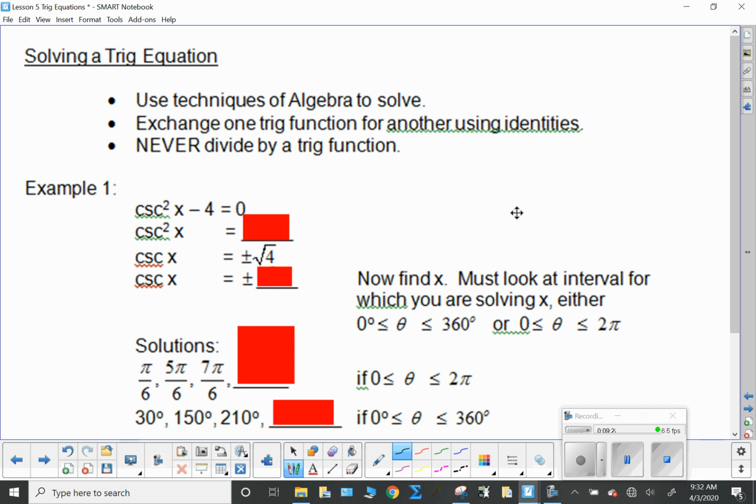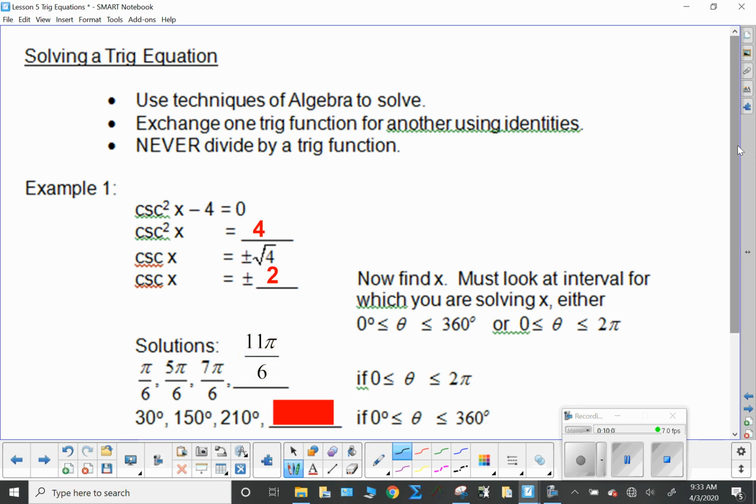Okay, this first one, cosecant squared x minus 4 is equal to 0. I can solve this using square roots. First, I add 4 to both sides, and then I take the square root. So cosecant x winds up being equal to plus or minus 2. Now, what I have to figure out is, where is cosecant plus or minus 2? Well, cosecant is the reciprocal of sine. So where is sine 1/2? Good. Sine is 1/2 at pi over 6. And since this is every place around the circle, it's going to be all of them.